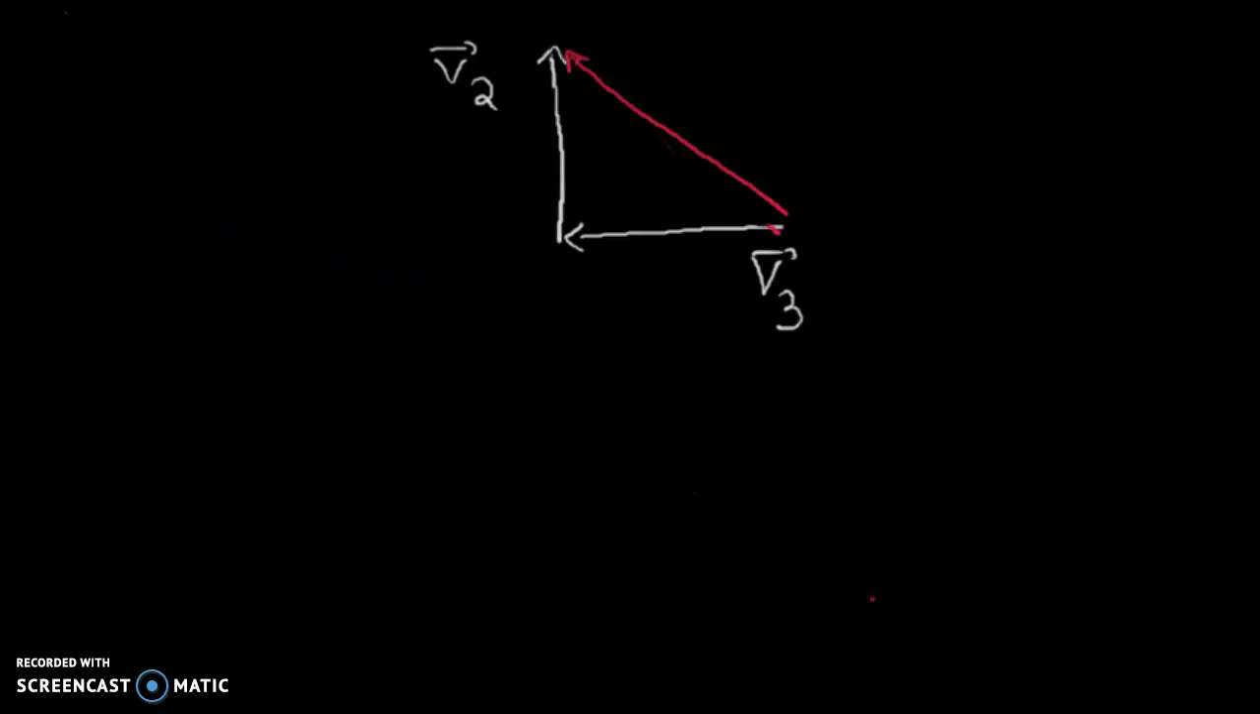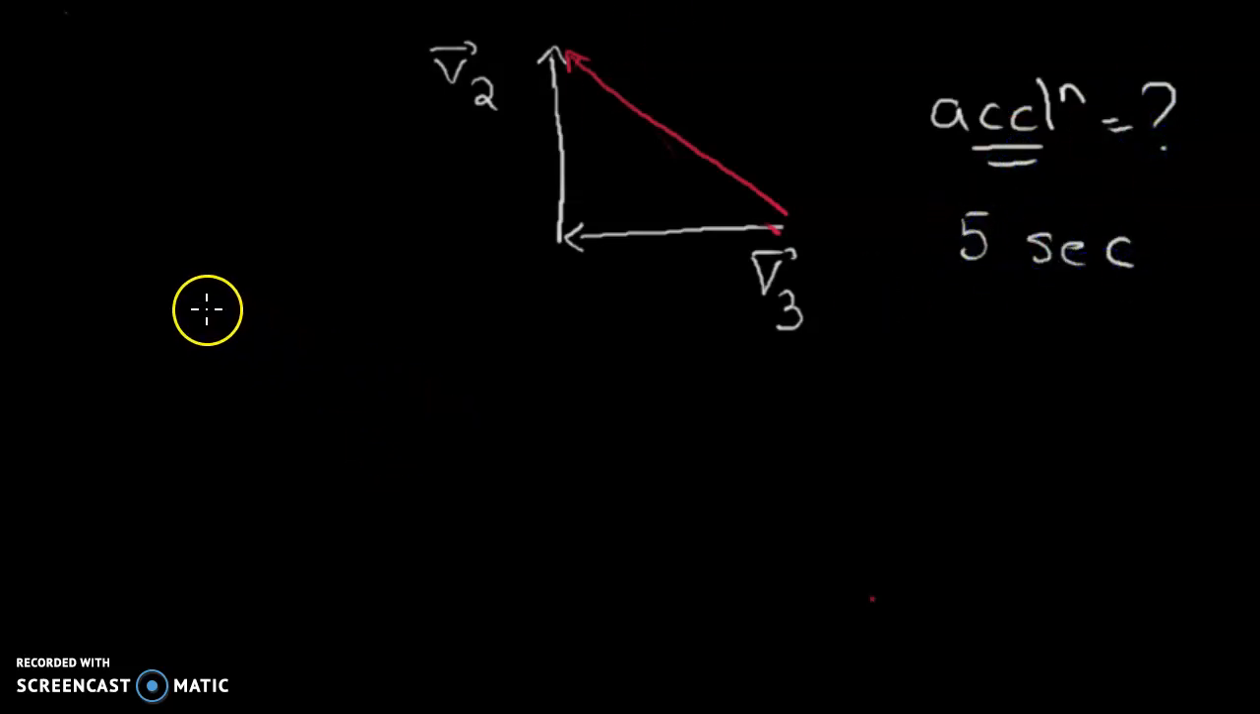So guys, this was the problem we were discussing. We need to find the acceleration in that case in 5 seconds. Acceleration is change in velocity, so v2 minus v1 had a magnitude of 10 meters per second. I told you to solve that by the triangle law of vector addition. Acceleration was nothing but v2 minus v1, change in velocity upon time.